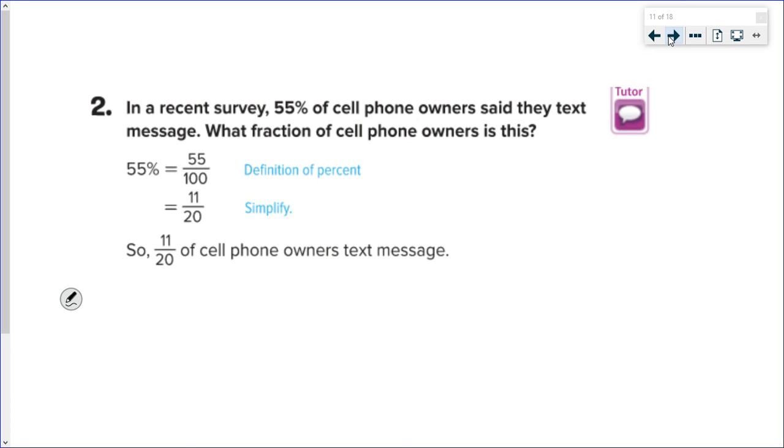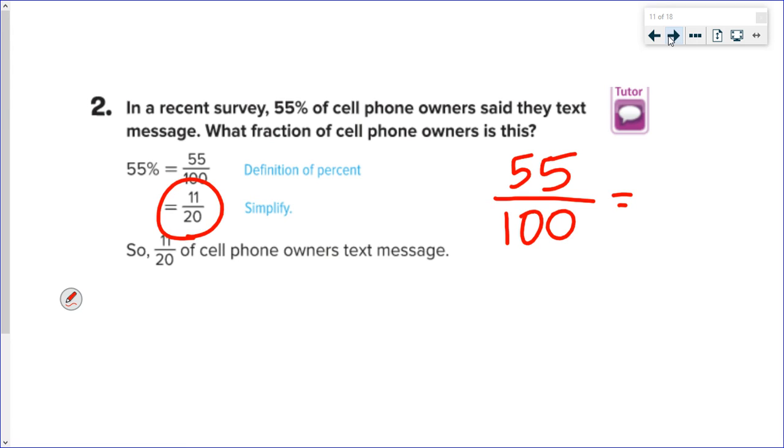All right? Another thing they might ask you is in a story problem or a word problem. So it says, in a recent survey, 55% of cell phone owners said that they text message. What fraction of cell phone owners is this? So we know that percentages are always over 100. So this is 55 people over 100. So 55 out of 100 equals, and then I have to find a way to make that 100 simpler, right? So I have to simplify this fraction, which you see over here, they simplified it to be 11/20. The way that they did that is they divided by 5 up here, divided by 5 up here, which is going to leave us with 11 over 20.